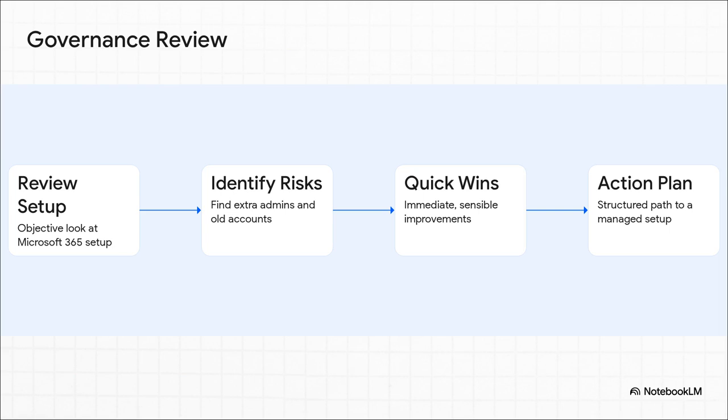When Adjona conducts a governance review, it follows 4 really logical, straightforward steps. Step 1. Review the M365 setup. This is just taking a calm, objective look under the hood. Step 2. Identify practical risks. This is where we find those extra admins and forgotten old accounts. Step 3. Highlight quick wins, like what can we fix in 5 minutes today to make you instantly safer. And Step 4. Produce a prioritized action plan. It's essentially a structured path to walk you right out of that organic mess and into a properly managed environment.